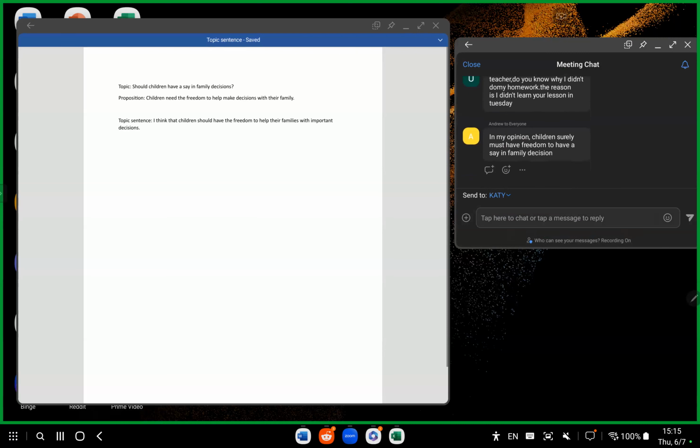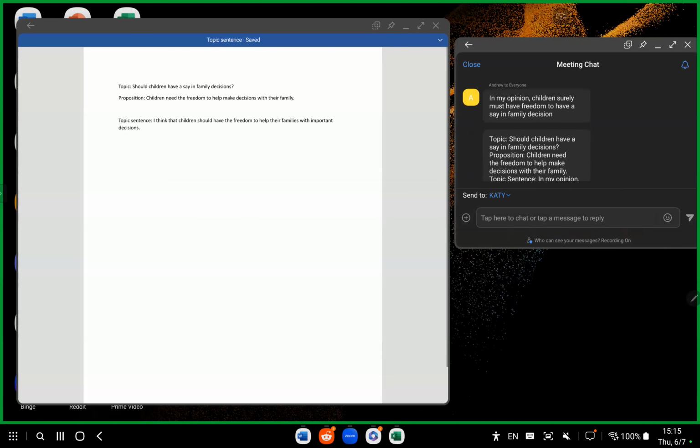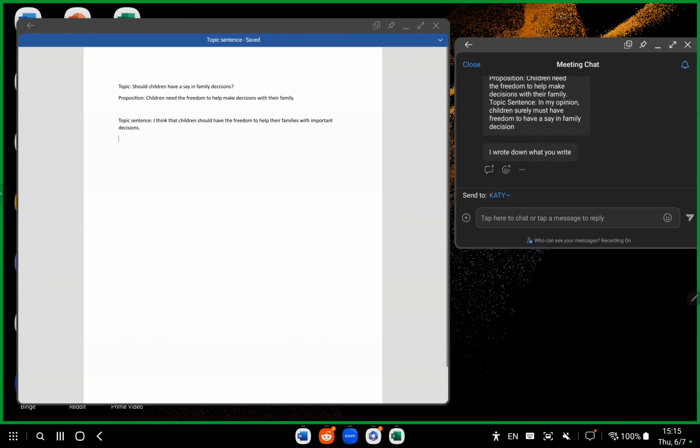Good. So Andrew's also written his topic sentence in the chat, and that's a good one too, because it's very affirmative to the issue. Children surely must have the freedom. Very good, Andrew.